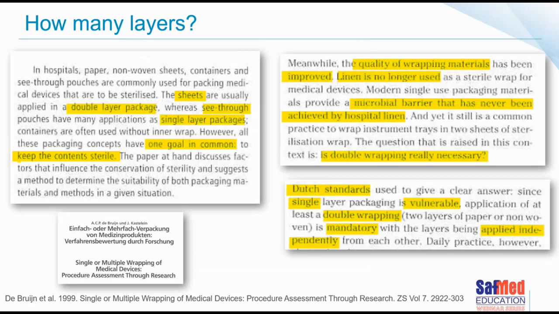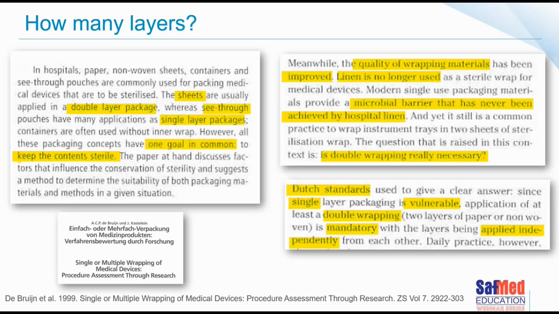In that introduction, De Bruyn describes that sheets are normally applied in double layers. See-through pouches are sometimes used as single layers, and containers are often used without an inner wrap. And note that the Dutch seem to debate whether or not the tray within a container should also be wrapped, hence the 2 layers. Some countries debate that, other countries don't. And of course, they weren't referring to a piece of linen. De Bruyn does go on to say that, of course, the goal of a sterile barrier system is to keep the contents sterile.